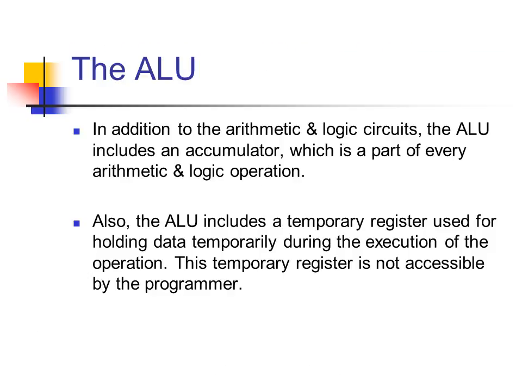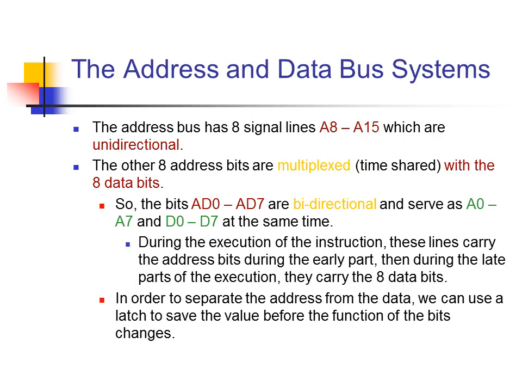In addition to the arithmetic and logic unit, the 8085 microprocessor includes an accumulator, which is a part of every arithmetic and logic operation. Also, the ALU includes a temporary register used for holding data temporarily during the execution of the operation. This temporary register is not accessible by the program, and it can be used only to give input to the ALU.